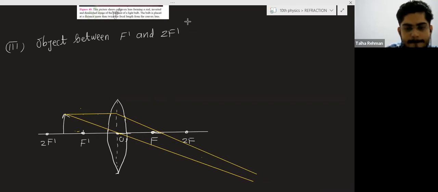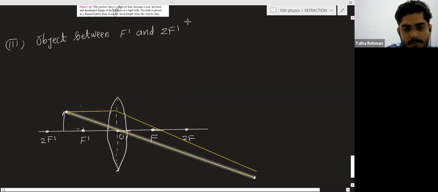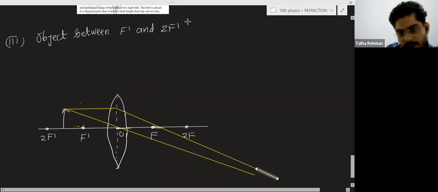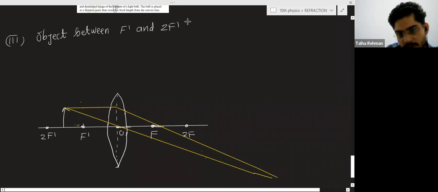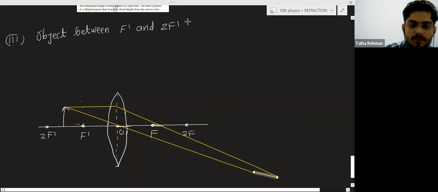So these rays meet somewhere here. Okay.